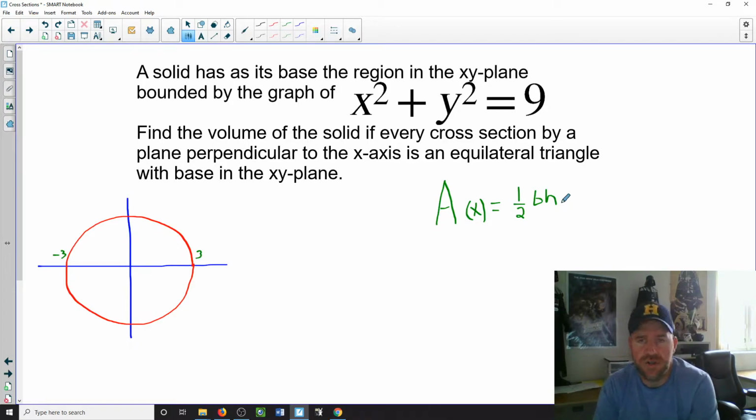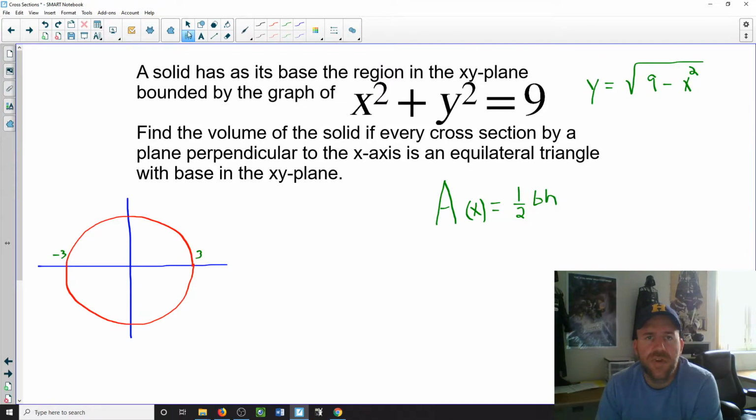So this is where the challenge comes in. We know that a circle is not a function because it has two different y values for your x's. What we need to do, and we know we have to be in terms of x, is solve this for y. If we do that, it's going to be y equals the square root of 9 minus x squared. That is the function that we're dealing with.